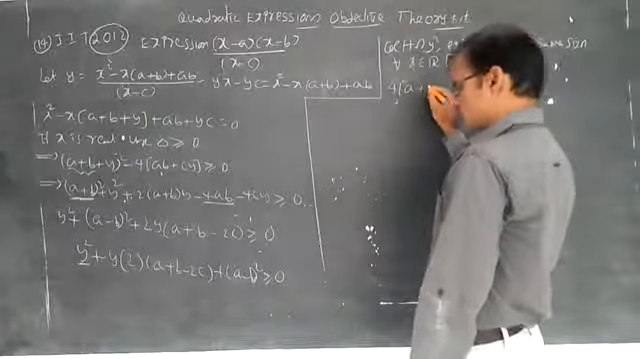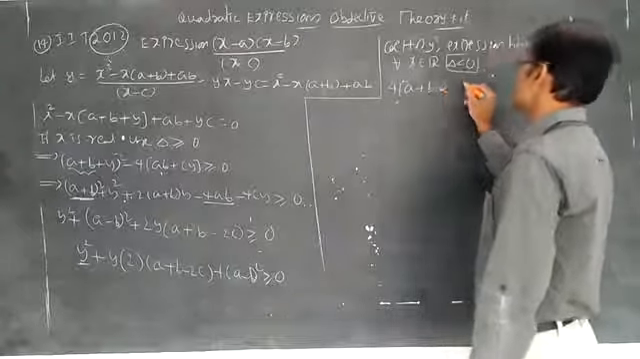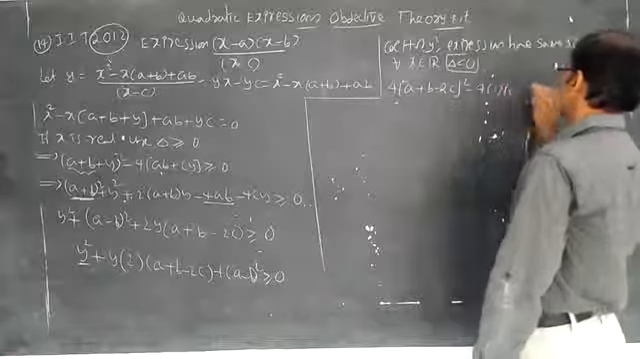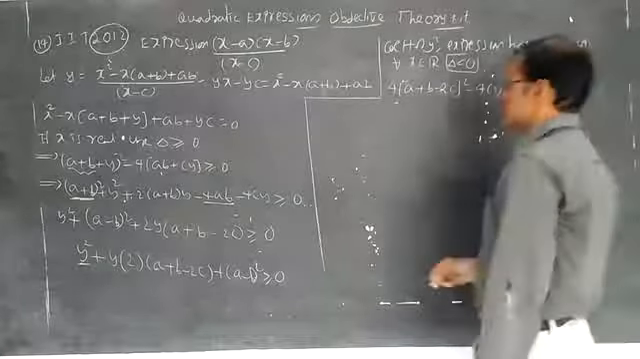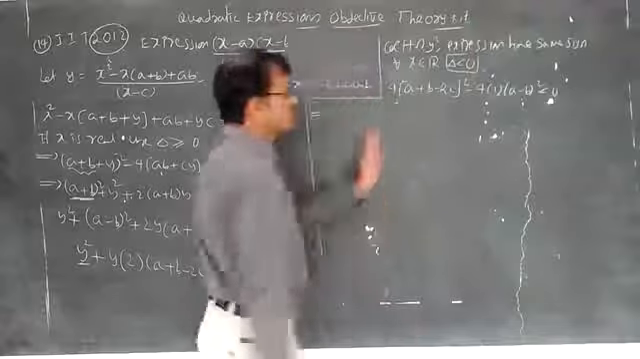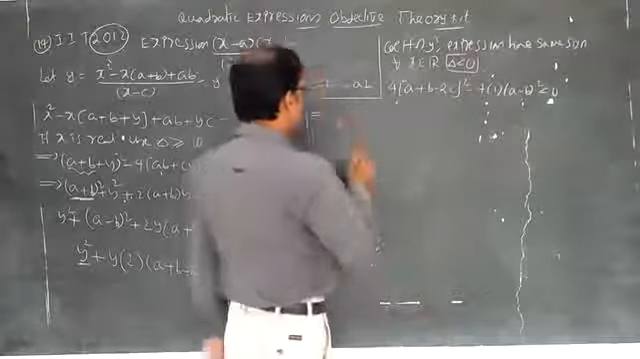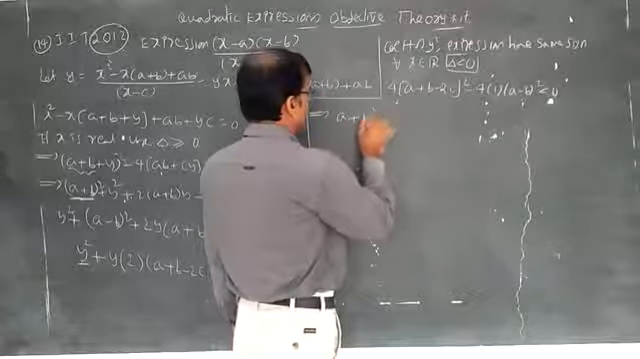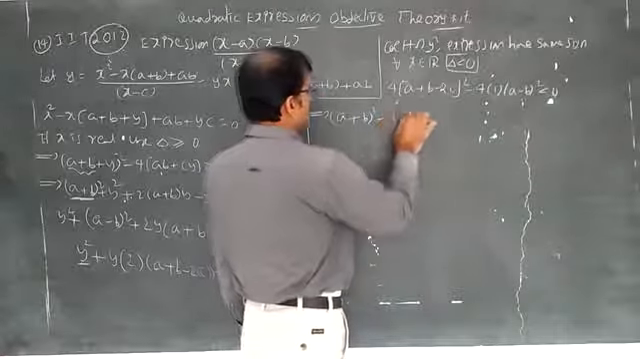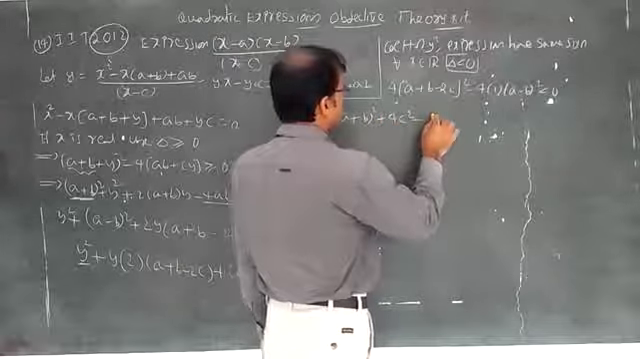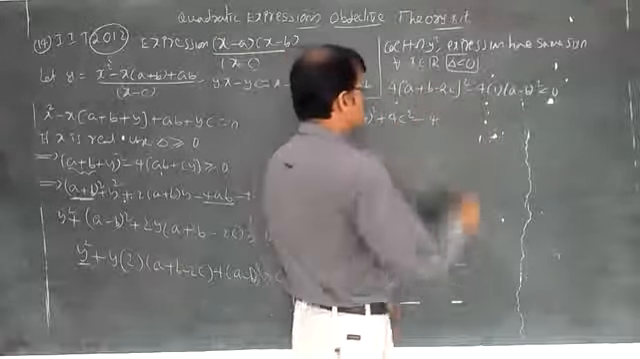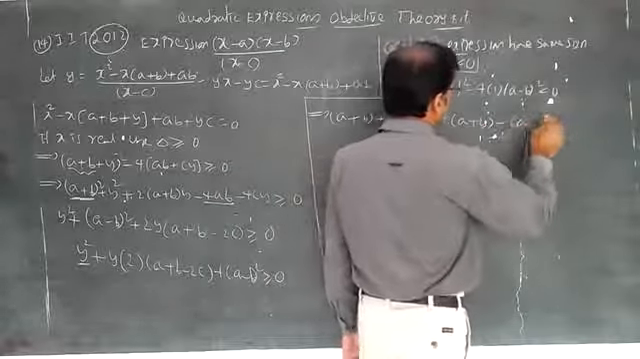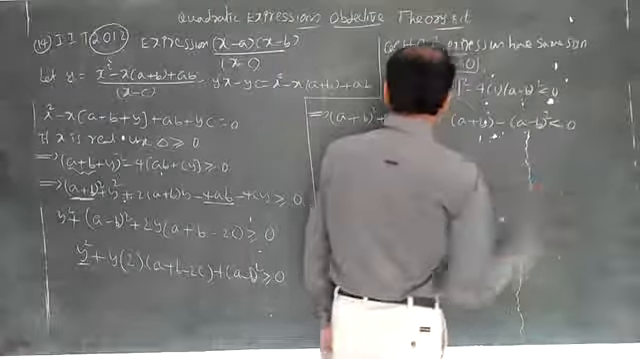4 into (a plus b minus 2c) whole square minus 4 into 1 into (a minus b) whole square is less than 0. Divide by 4. It becomes (a plus b) whole square plus 4c square minus 2 into 2c into (a plus b), so 4c into (a plus b), minus (a minus b) whole square. This is less than 0.